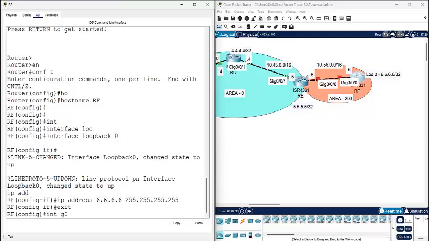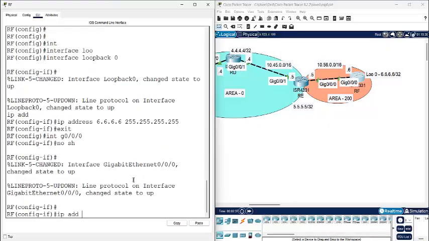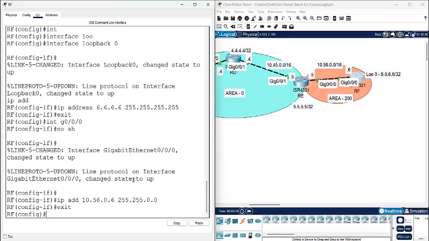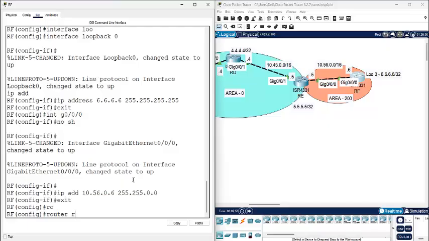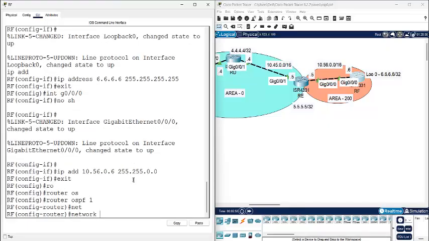Then interface G0/0. I put the IP address here, 10.56.0.6, 255.255.255.0. Now let us enable OSPF: router ospf any number, and then network 6.6.6.6, wildcard mask, area 0.